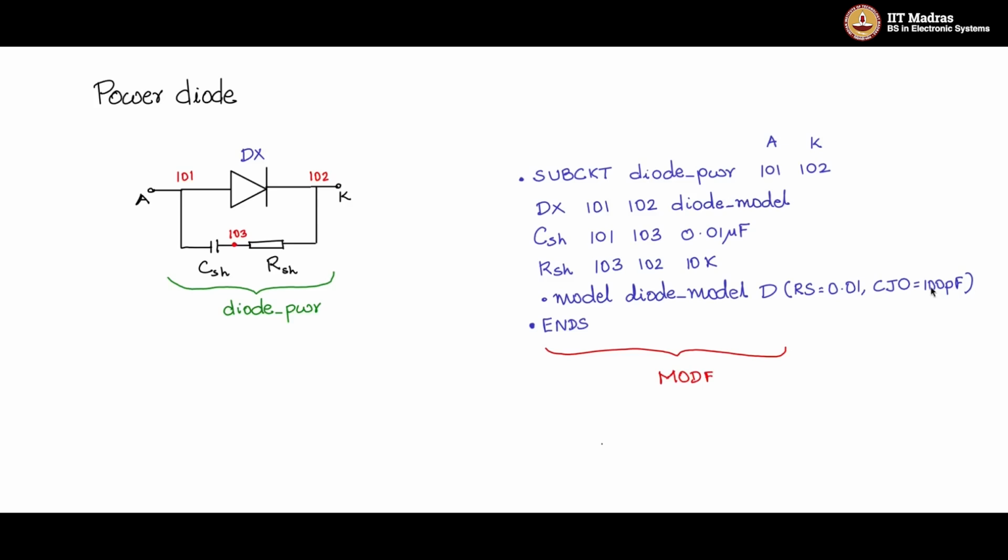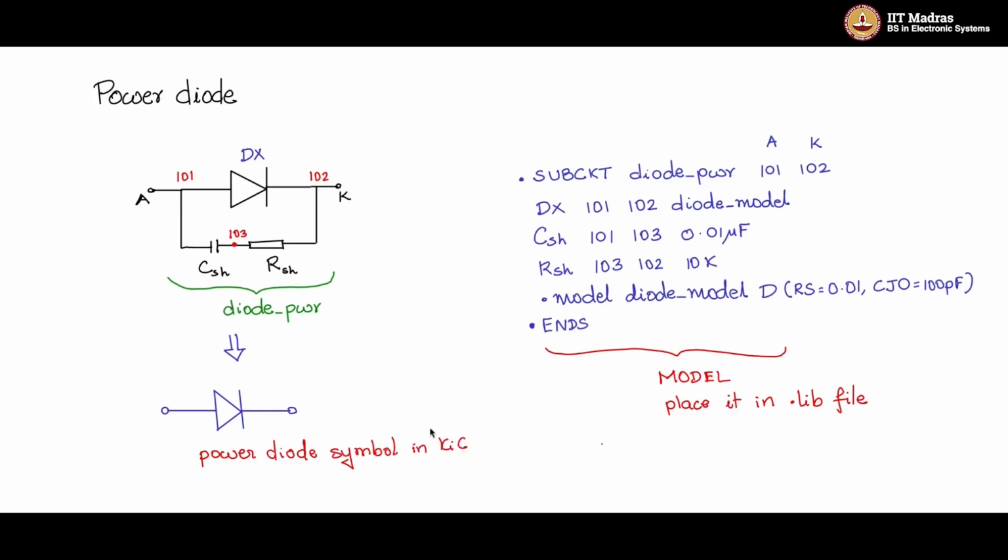This is the model part of our new component, and this has to be placed within a .lib file, let us say. You also have to have the symbol. So this whole thing should be represented as a symbol. The whole thing will be represented as a diode symbol, and these two are the corresponding terminals brought out to the external world, anode and the cathode. So let's say this symbol should be made and should exist in KiCad. So this is a power diode symbol in KiCad.